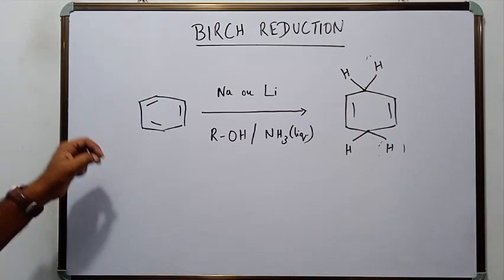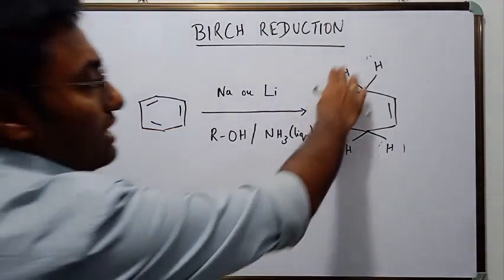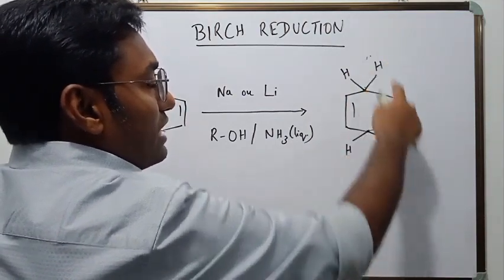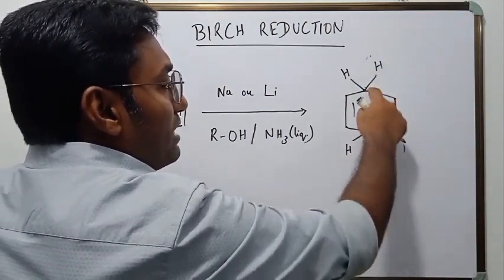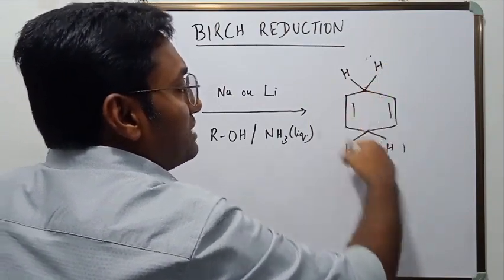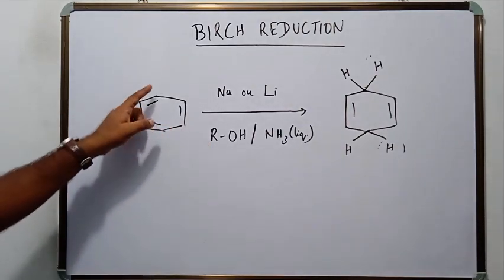It's a type of reduction in which benzene is reduced to give 1,4-cyclohexadiene, in which the hydrogen atom is added on carbon atoms lying opposite to each other in the benzene ring system. So that is what Birch reduction is. Now let us look at the reaction. The reaction is itself before you, right?